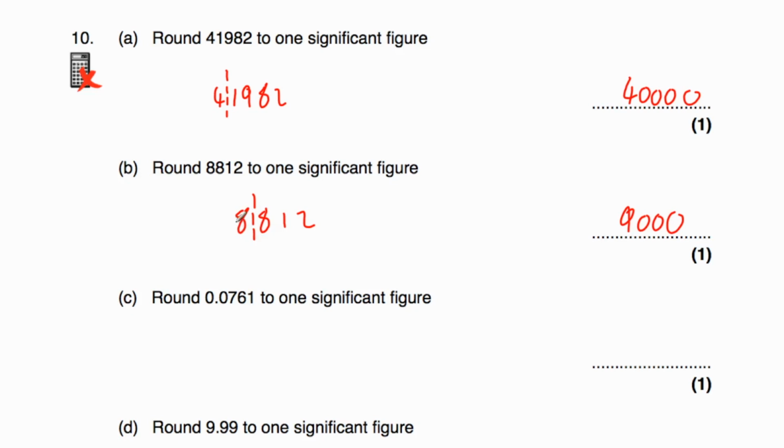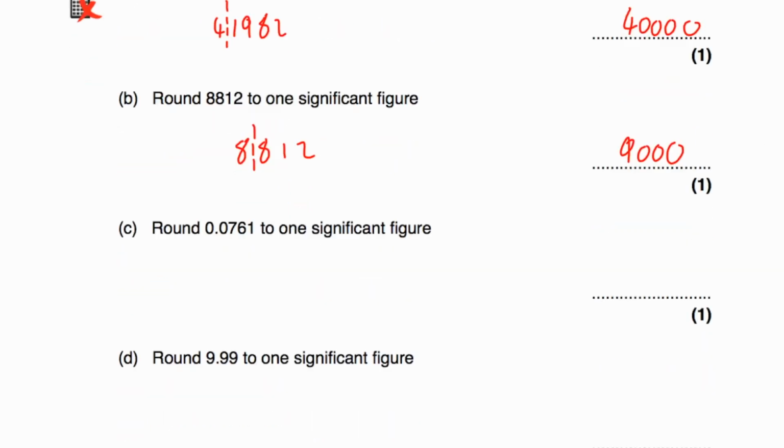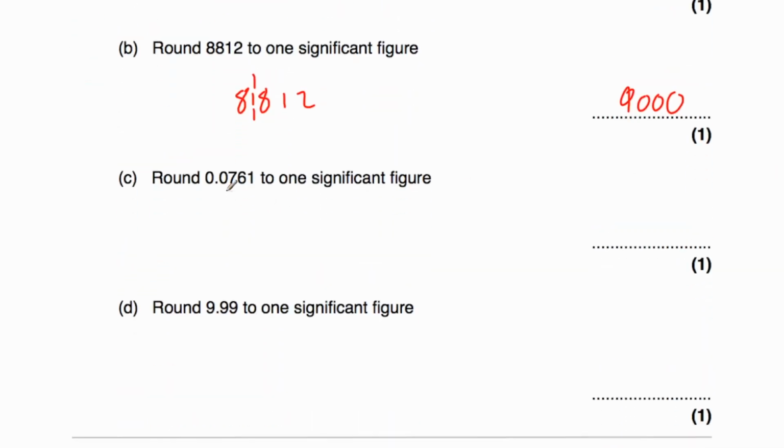We want to round it to one significant figure, so we look at the second significant figure, which is an 8, and that means we're going to round up to 9,000. Okay, next we've got round 0.0761 to one significant figure.